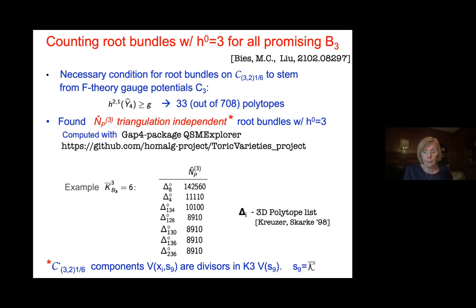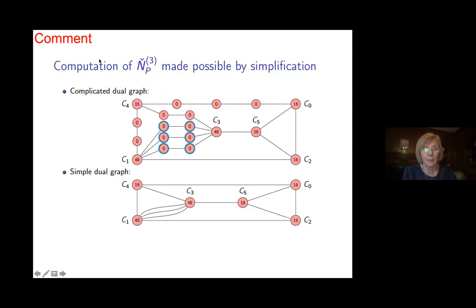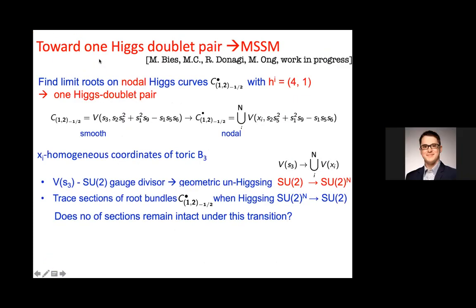Last but not least, work in progress. What to do with the Higgs curve, okay? We do find limit roots of the nodal Higgs curve that have the property of having one Higgs doublet, okay? But now the issue is, can we ensure that after deformation to a smooth curve, we are not losing any sections and thus losing vector pairs?